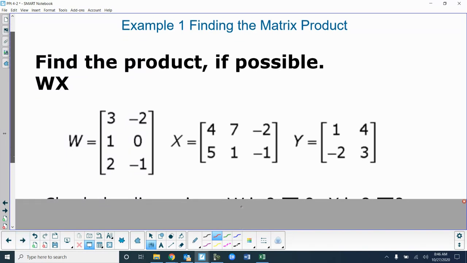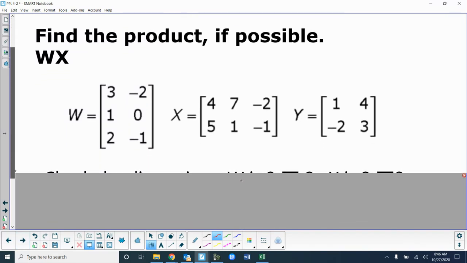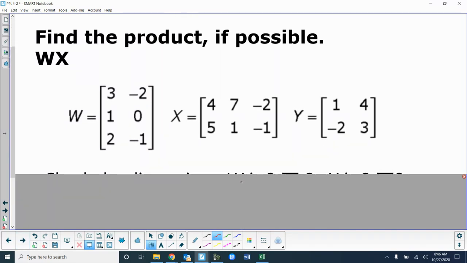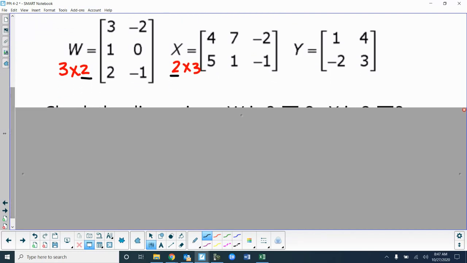All right, so W times X, is it possible? What's the dimensions of W? 3 by 2. What's the dimensions of X? 2 by 3. Can I multiply them? Yes. Those are equal, right? Okay, so here's how you do it.